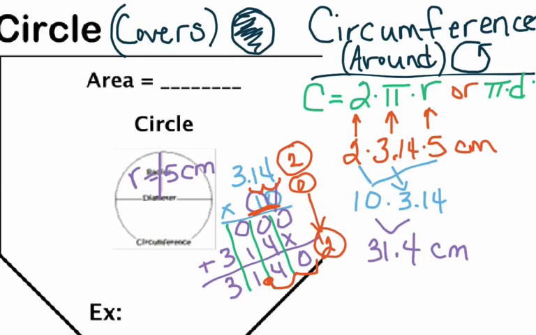I have not multiplied 2 measures from my circle. So my circumference would be 31.4 centimeters. That represents going around the circle. This is similar to finding the perimeter of any kind of polygon, which is straight lines.